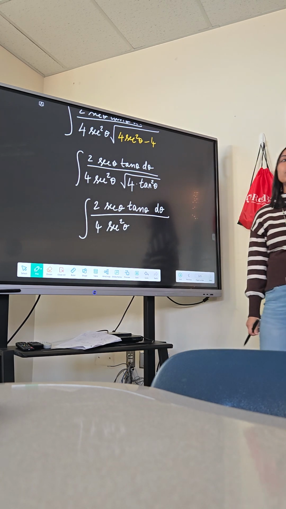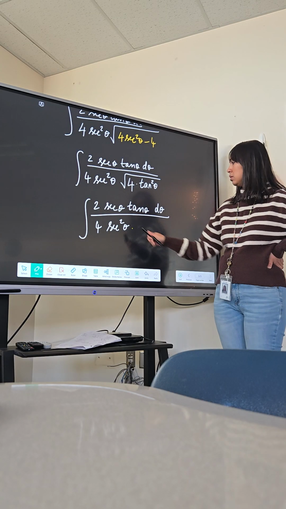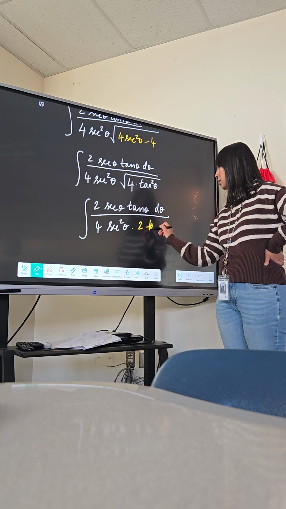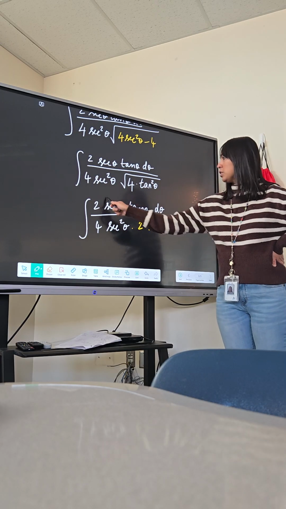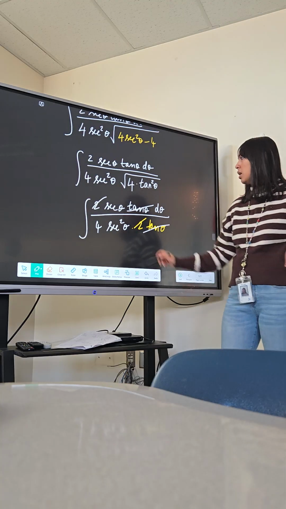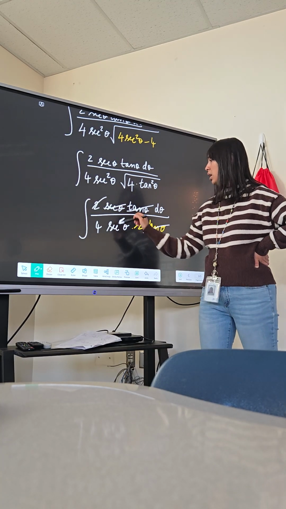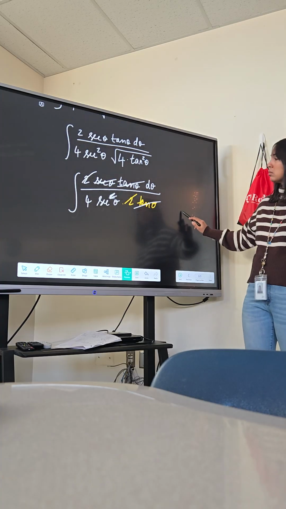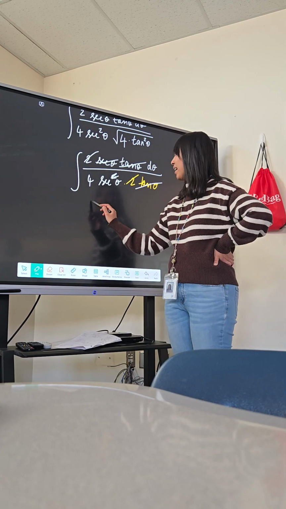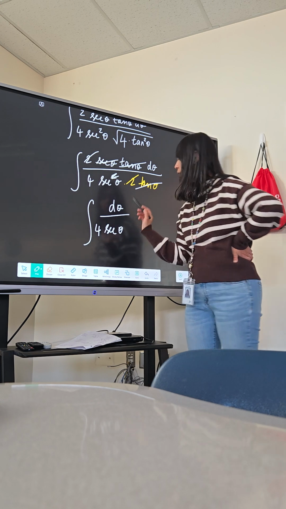What is the square root of 4 tangent squared theta? 2 tangent. Perfect. The 2 goes away. Tangent theta goes away. One of the secant theta goes away from the denominator, leaving us with everything in the denominator. I am going to just write this down and then you do your simplifying and see if it matches.